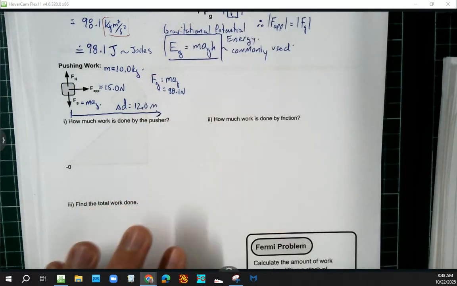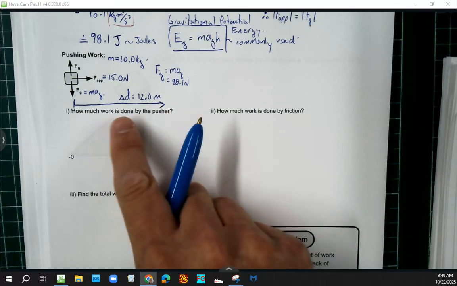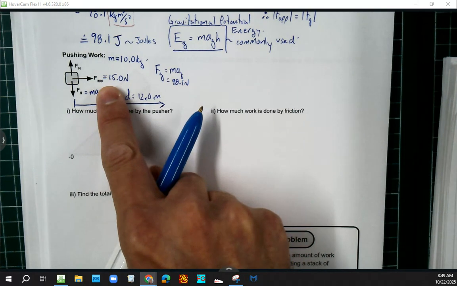Somebody's going to look at this and say, well, should we have a reference frame? No, energy doesn't need a reference frame. Energy is a scalar, right? So we don't need a reference frame here. What we're most concerned about is the relative angle between the displacement vector and the forces involved.